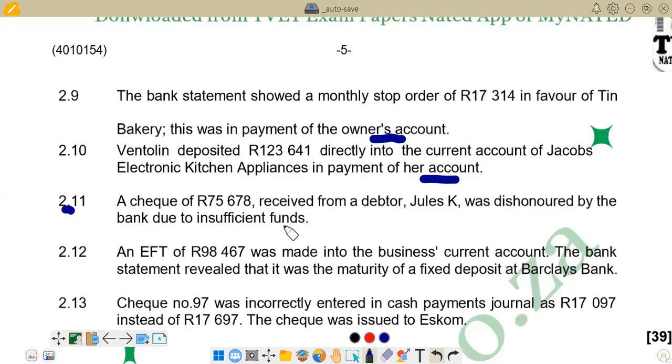So we need to remove this check here. So this was a check received. So when we receive a check, we enter on the debit side of the cash book. So to remove it, we are going to the credit side, which is the payment side, and then enter it there so that we remove it. So this is what we have, and the amount is 75,678. So we are going to the credit side.